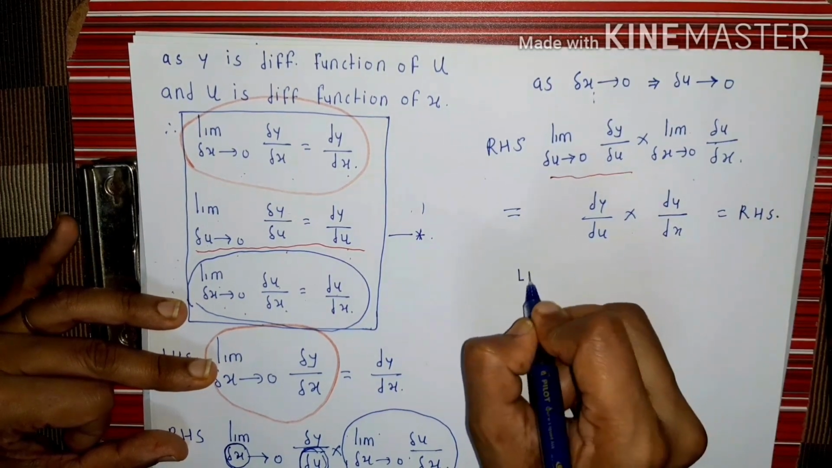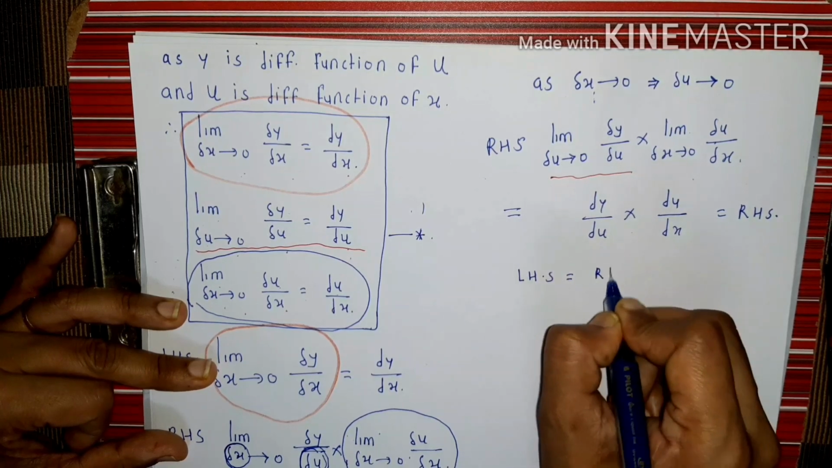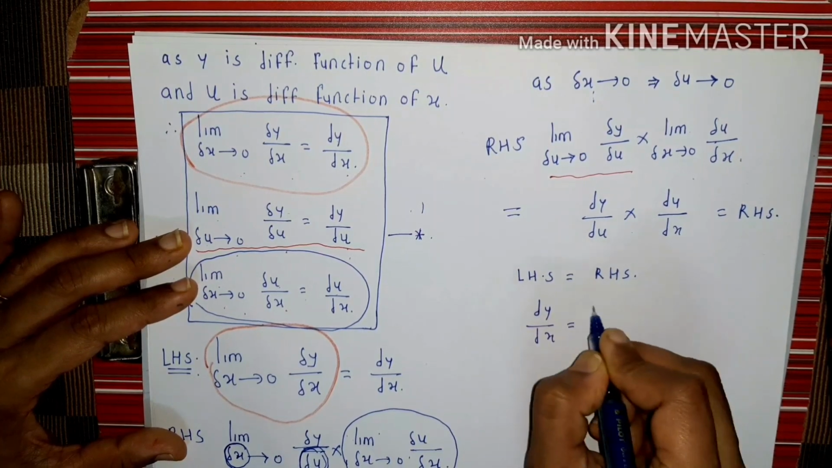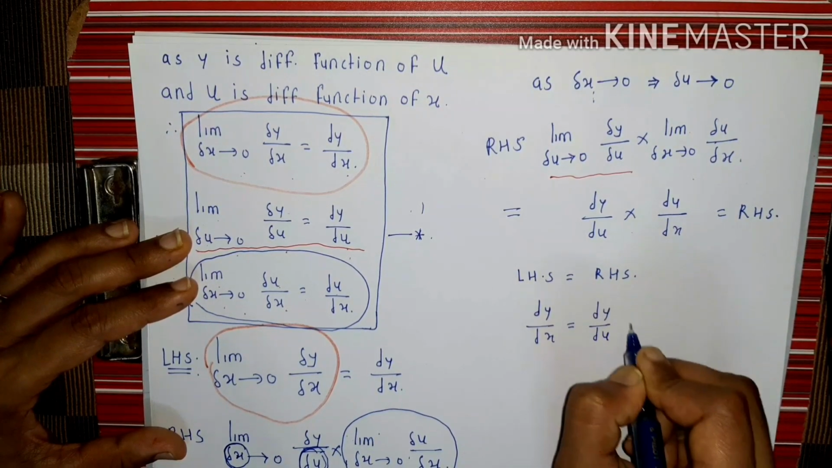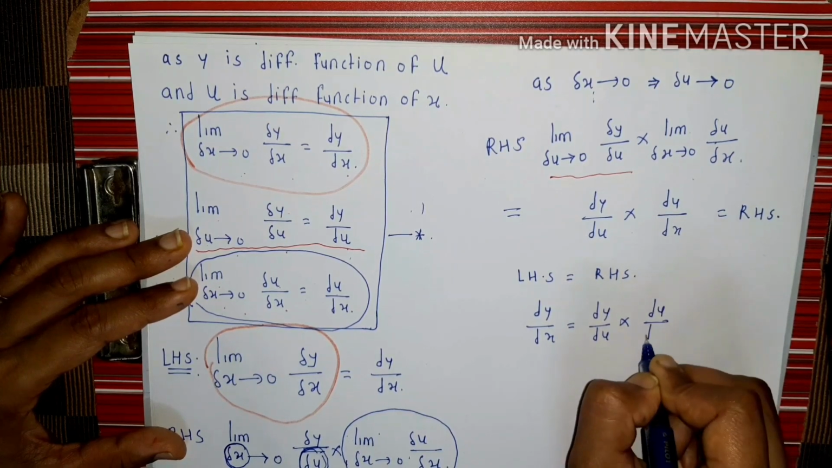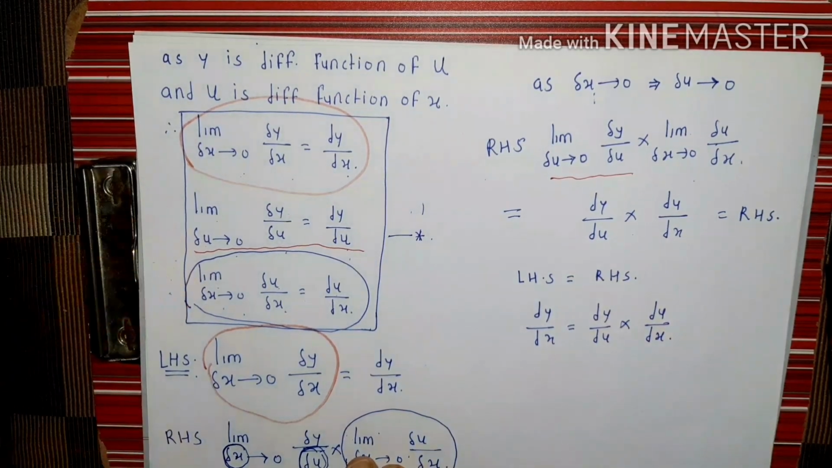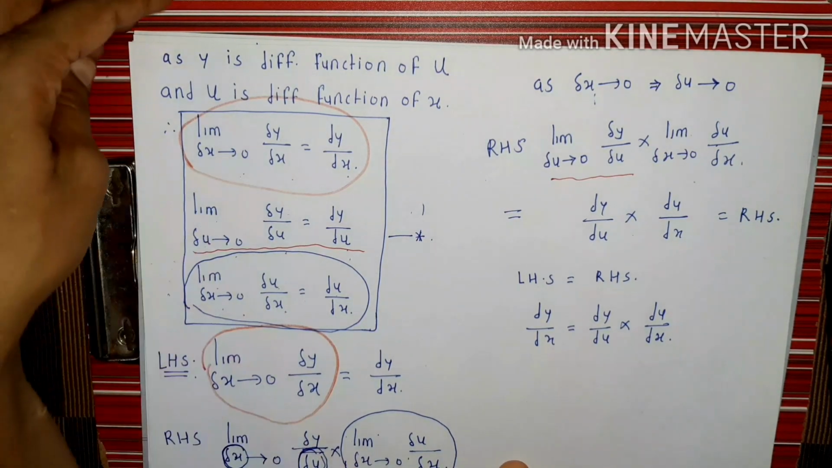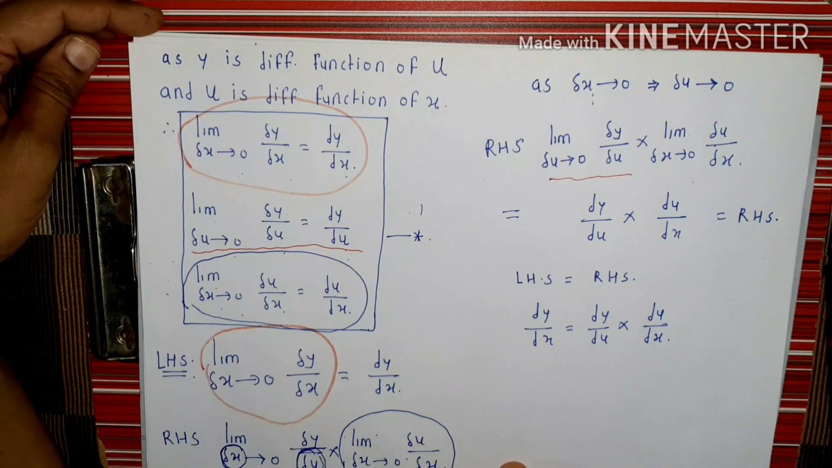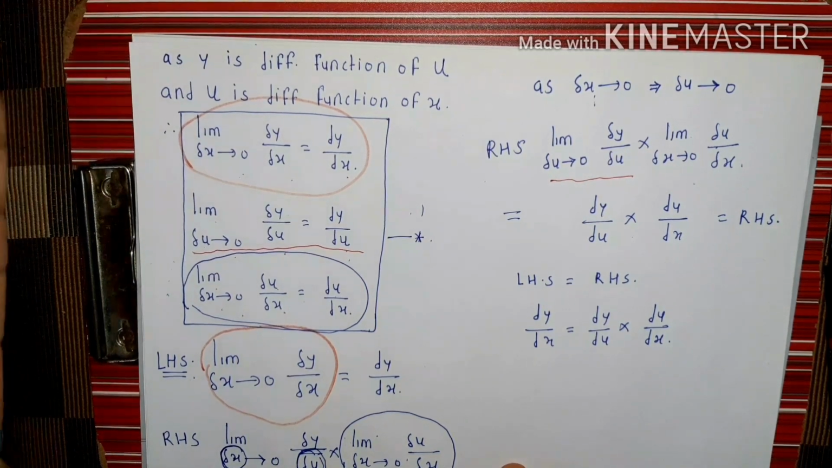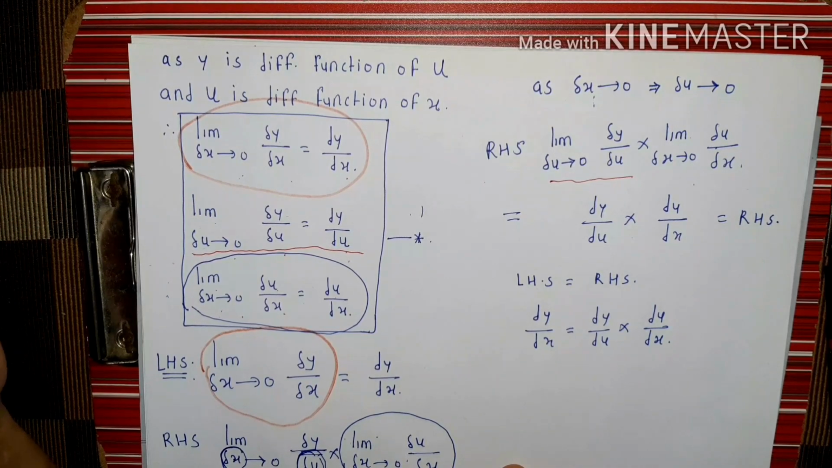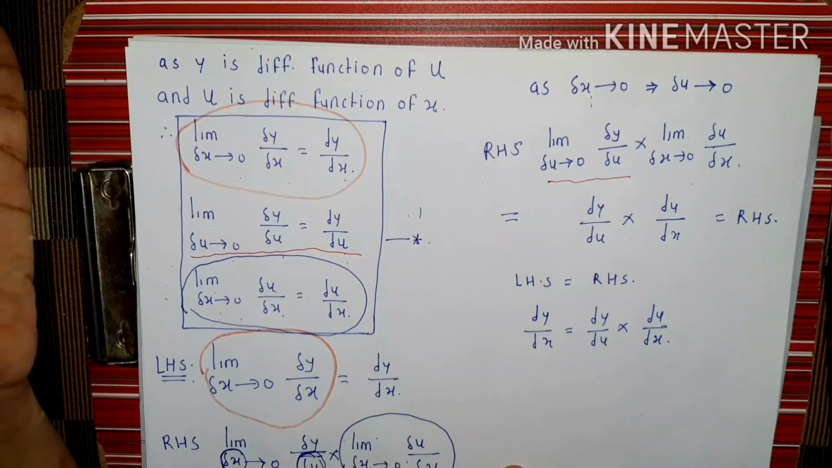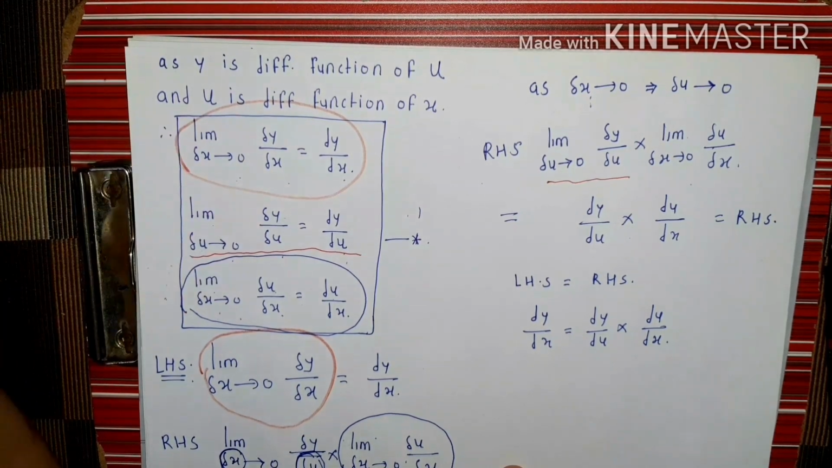Hence LHS equals RHS, and therefore dy by dx equals dy by du into du by dx. This is the chain rule. This is the differentiation of a composite function. While differentiating a composite function, we have to differentiate as long as the function is still differentiable. Sometimes the function may be a function of a function. At that time we have to differentiate till that.